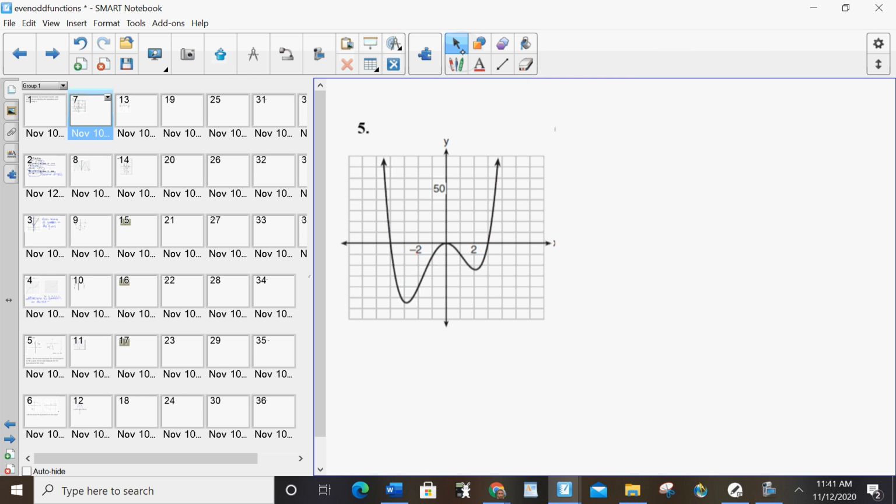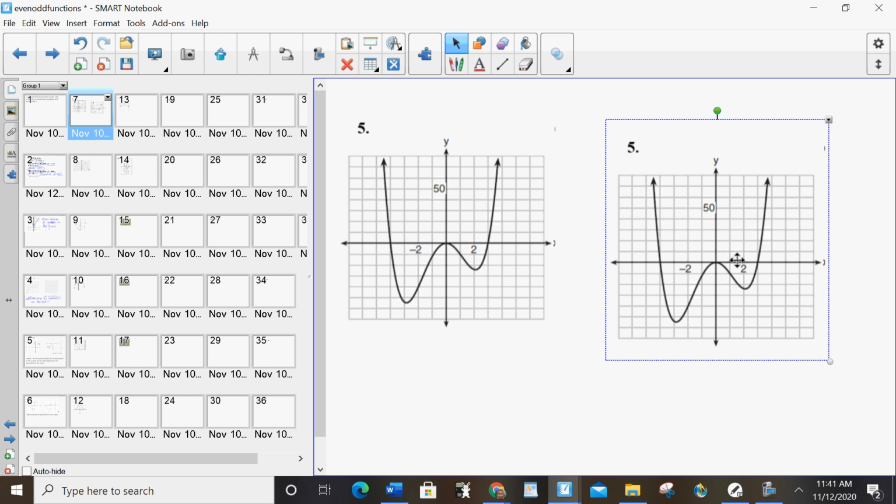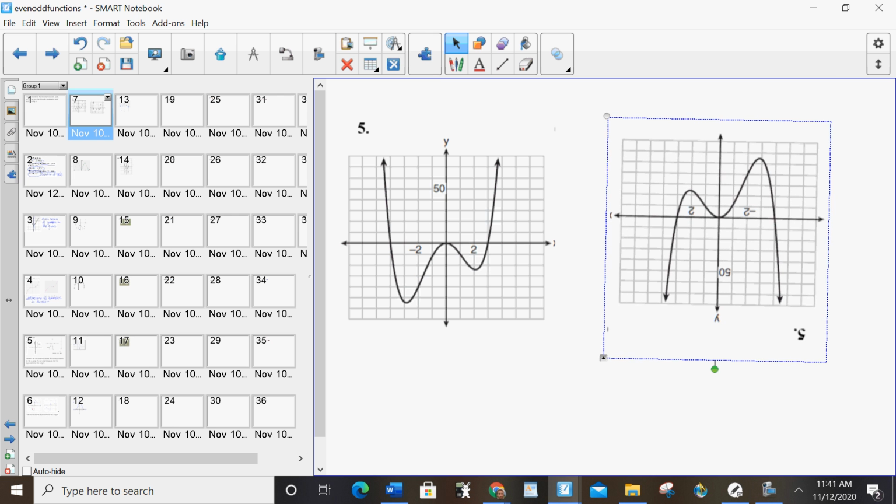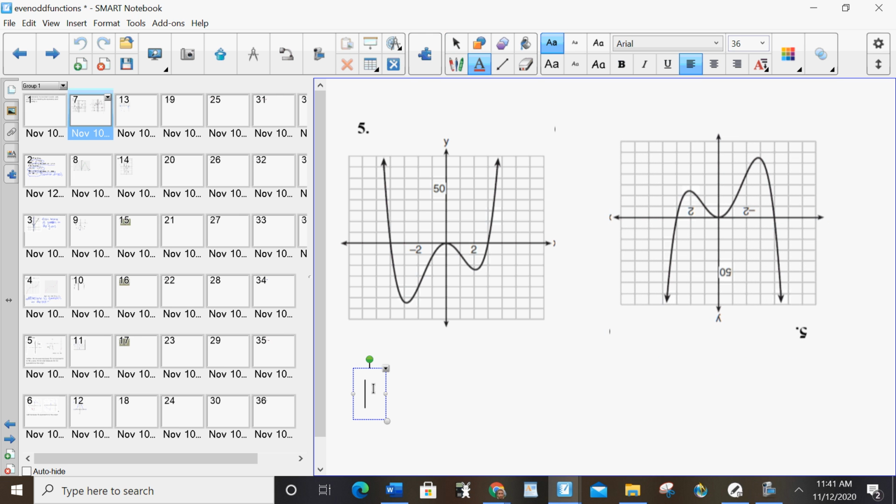Is it symmetric to the origin? If you're not sure, you can turn it upside down. Is it exactly the same? Not even close. So this one would be neither. Because it's not symmetric to the y-axis, it's not symmetric to the origin.